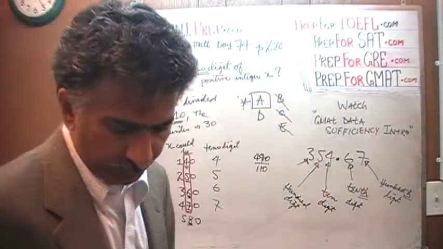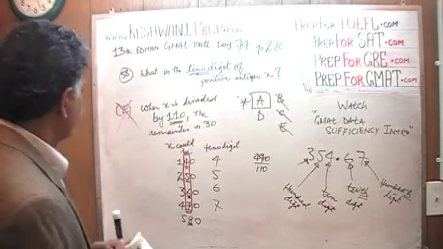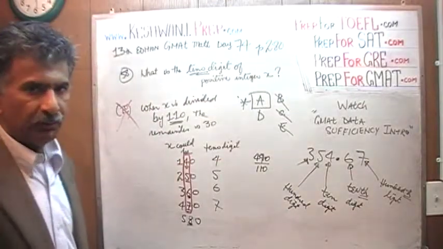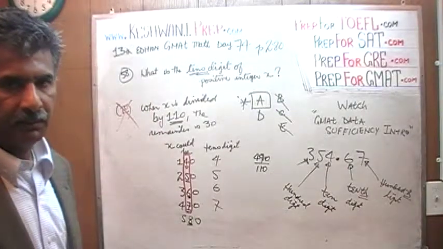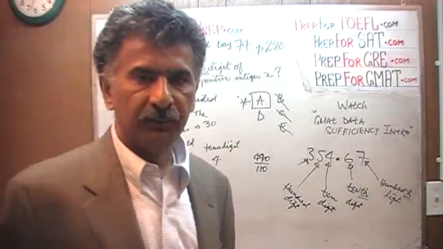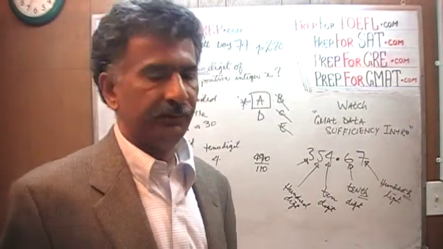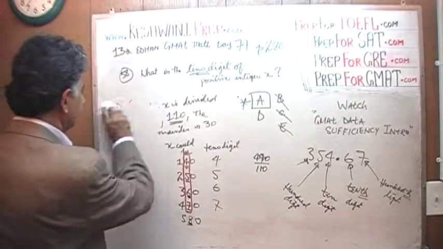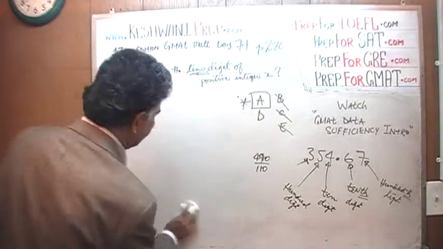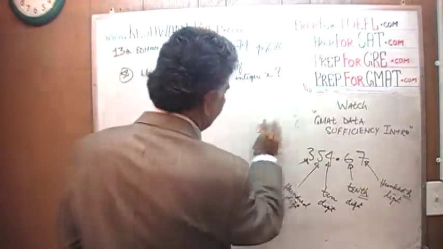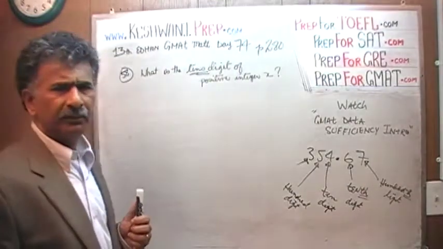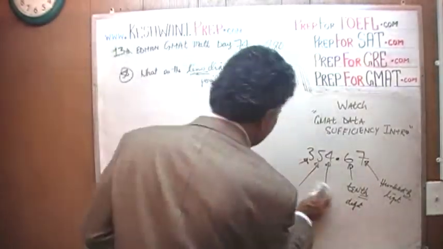But anyway, the answer here is A. The second statement does not tell us what the unit digit is for sure. Unit digit could be anything. The first statement does tell us for sure that the tens digit is 3. Not the unit digit, sorry, I meant to say tens digit.